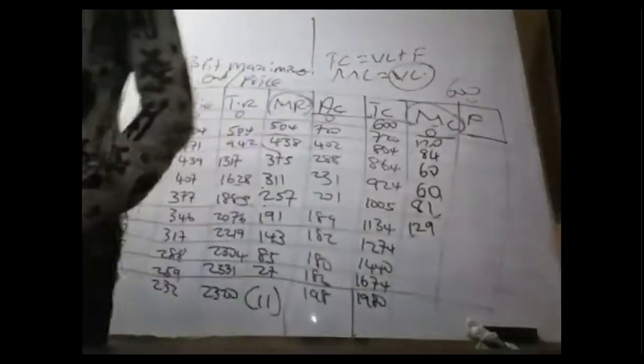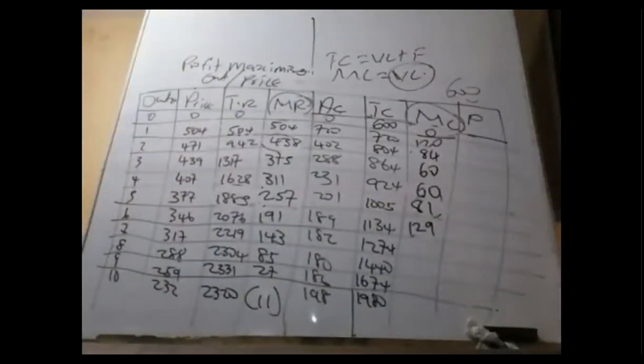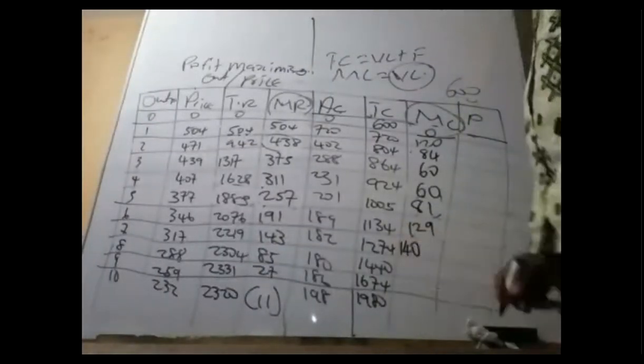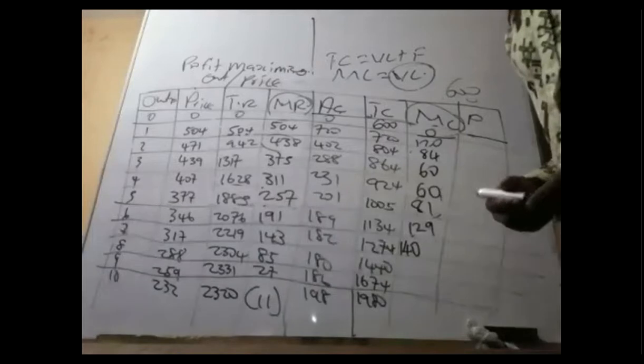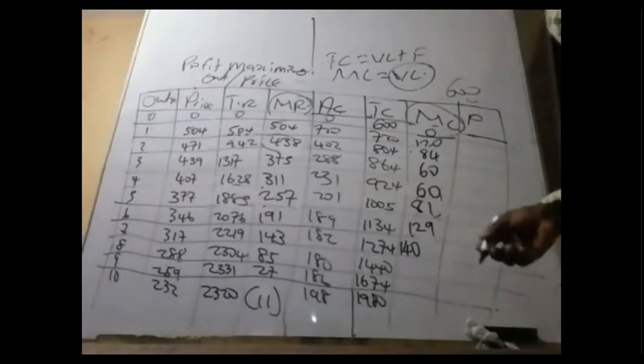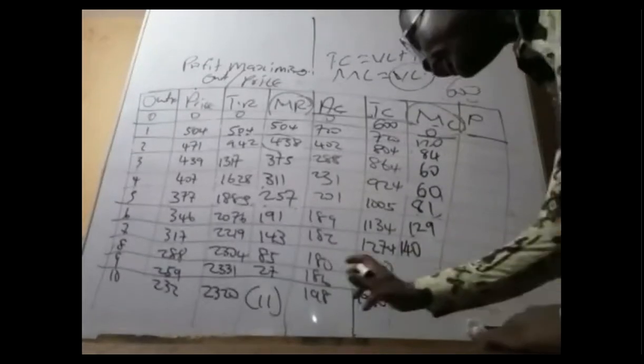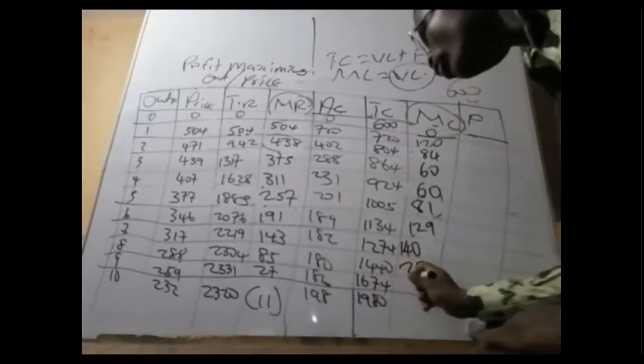Number 7 is 140, right? 234. Number 9 is 234.